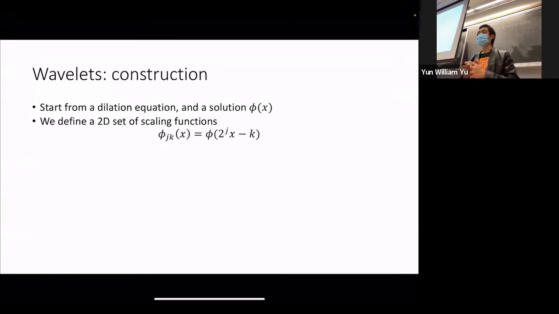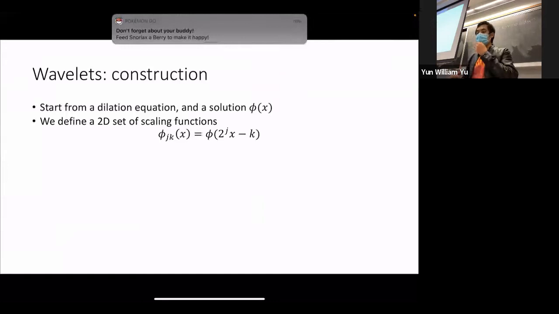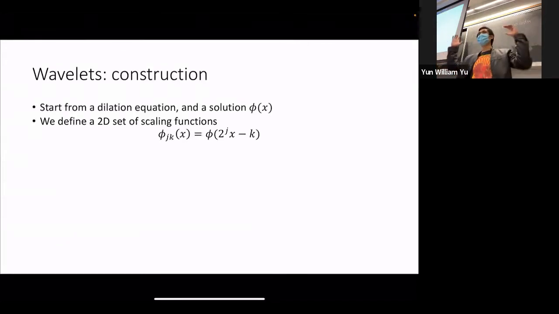What do you mean by a 2D set? Well, we mean that for every one of these functions, you can scale it down and you can shift it. So that's what we mean by 2D set. You have the shifting of the functions as well as the scaling down.